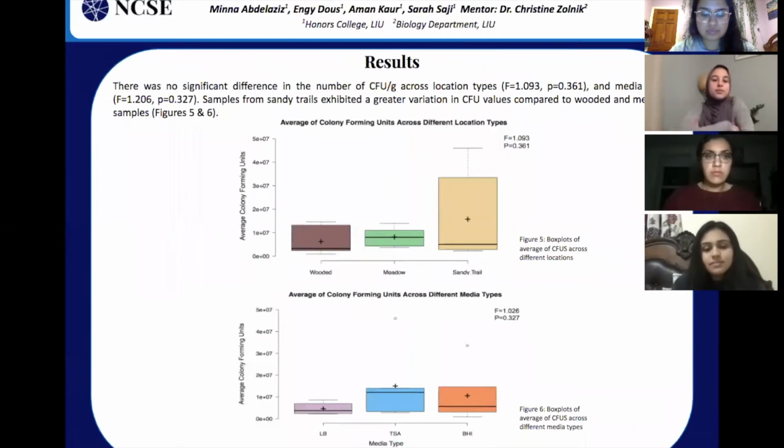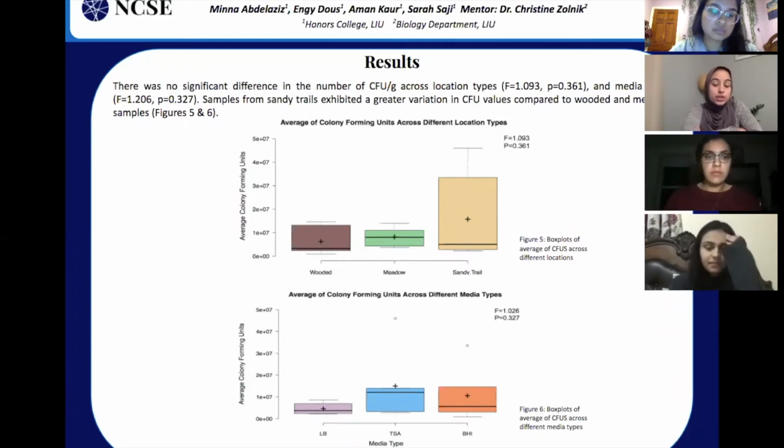So we were supposed to carry out our research and actually sequence the antibiotic producers that we had, but unfortunately, because of COVID, our research was halted. But we did yield some really great results that would help with future research. So just to draw your attention to the 2 figures that are on the screen, these 2 figures compare the colony forming units across the different location types and across the different media types.